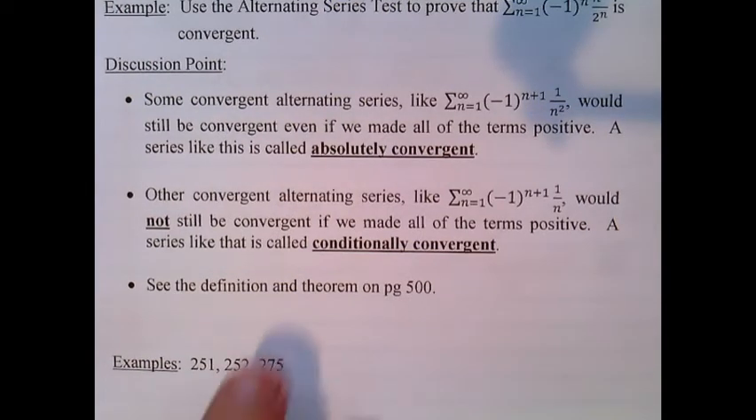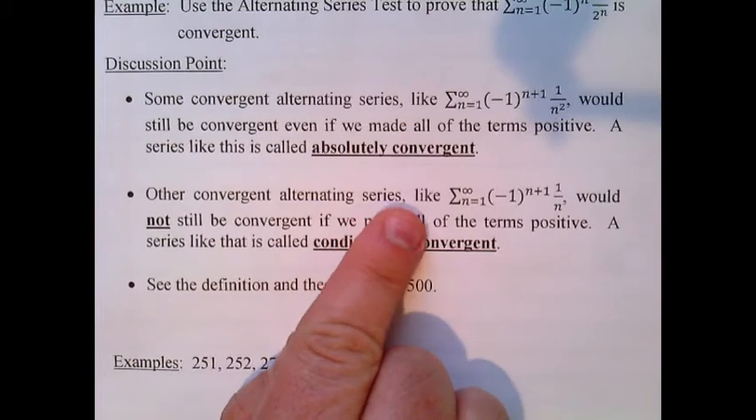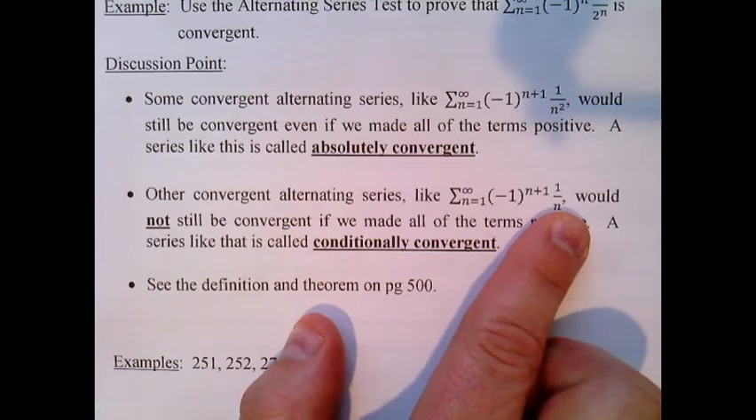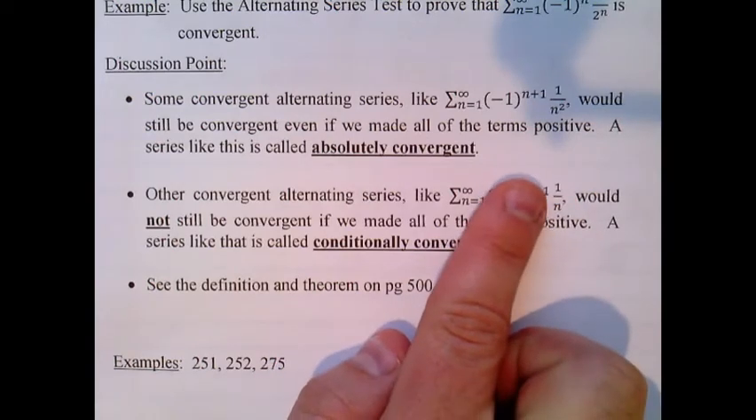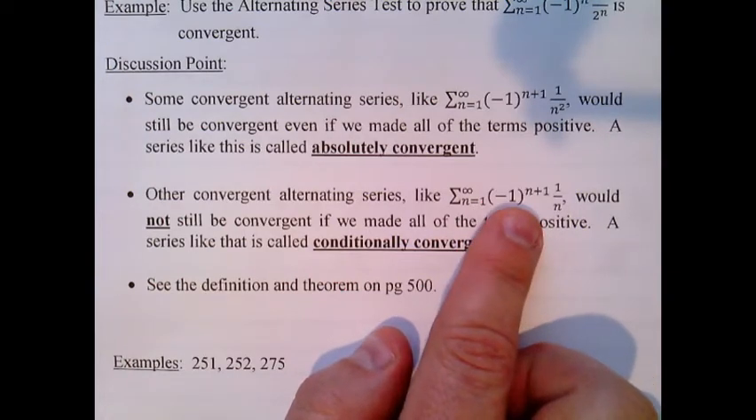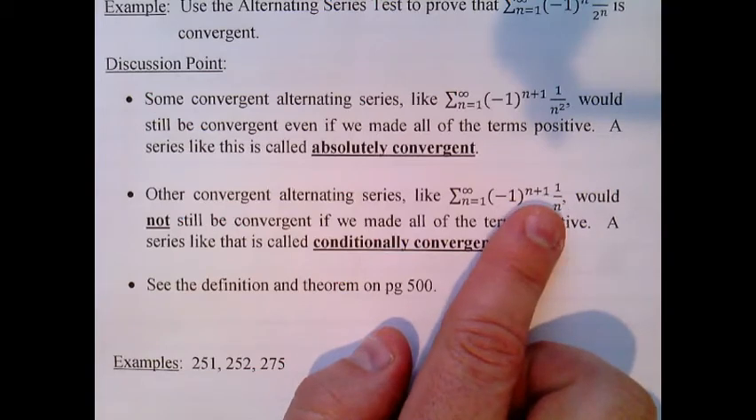Now, let's contrast that to another convergent alternating series, one that's almost the same, except instead of having an n squared in the denominator here, we just have an n. Now, it's still the case that if we think about the absolute values of the terms, those absolute values do go to 0 and they are decreasing. So by the alternating series test, this is a convergent series.